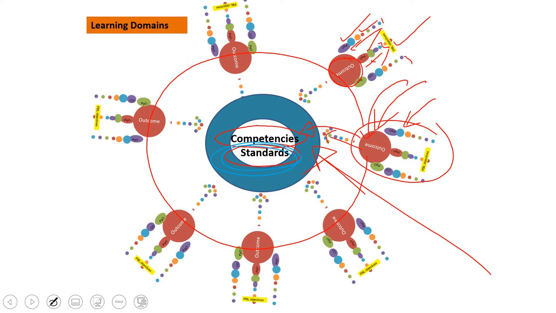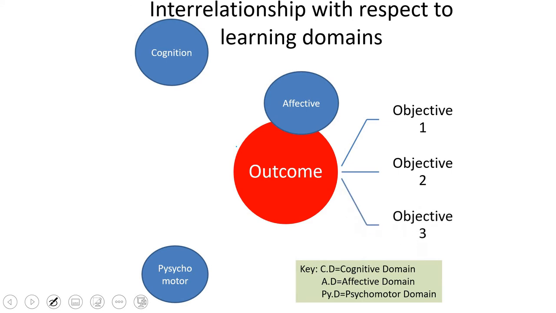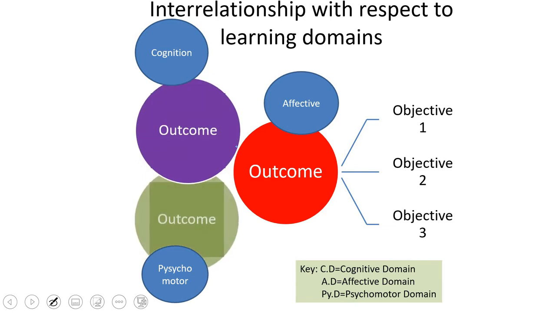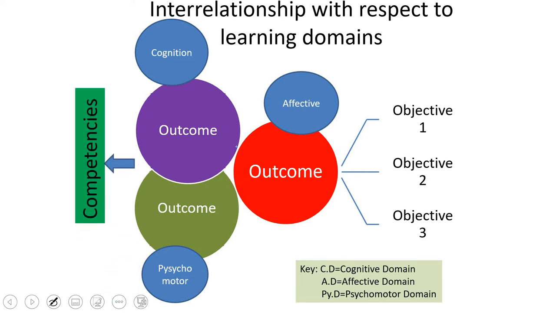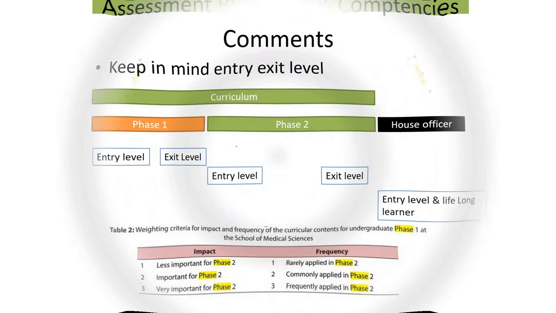Let me proceed. You have to focus on the learning domains as well. As I referred to in the previous slide, there can be many objectives, 1, 2, 3 objectives, and they go to the outcome. Then there can be different outcomes, and these attribute to the cognitive, affective, or psychomotor domains, and then they contribute to a competency. So as we said in the previous slide, remember, there should be an alignment between the assessment blueprint and the competencies. This is just to simplify things, that you have to make all these alignments.